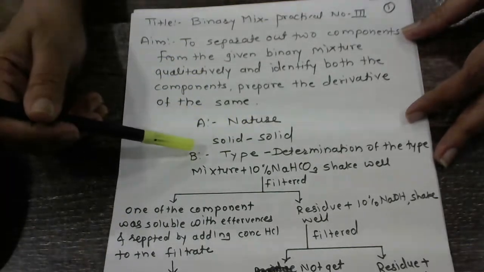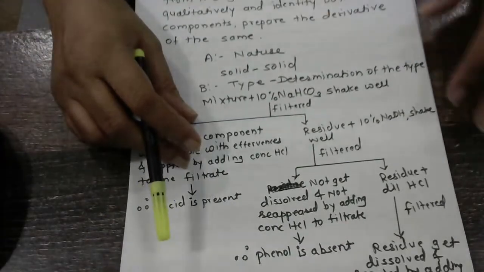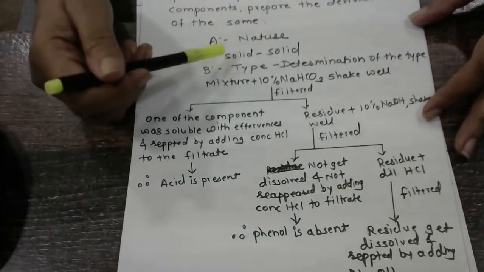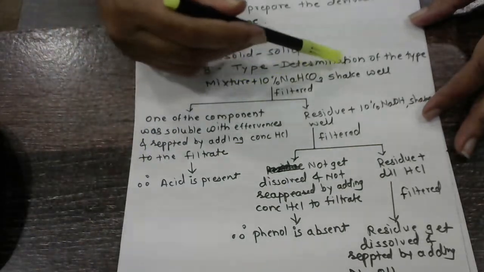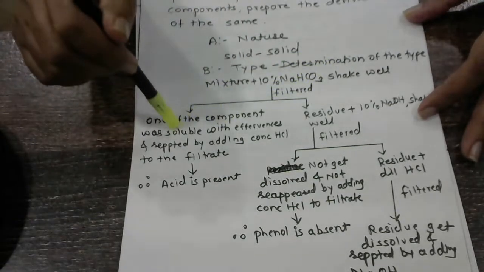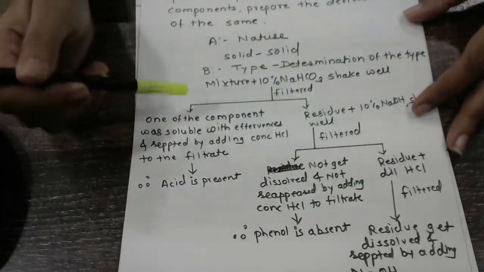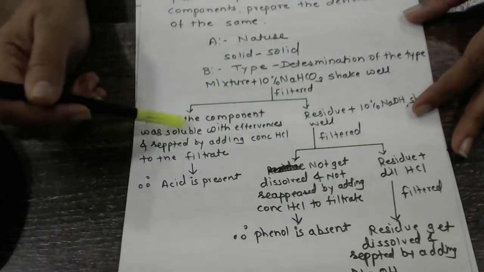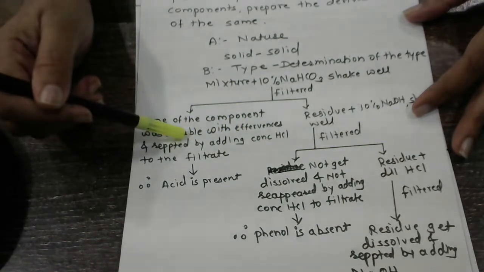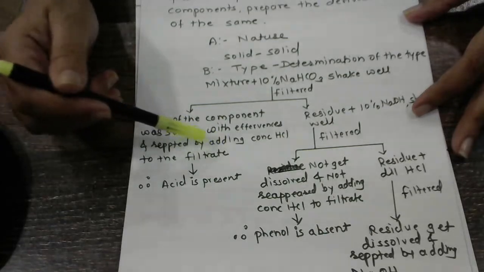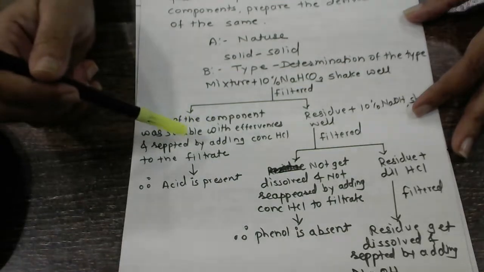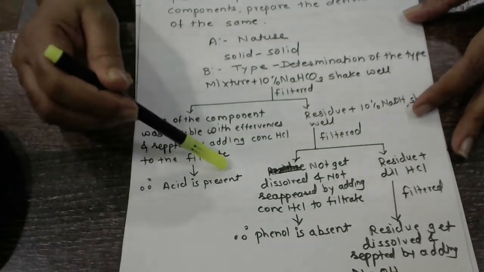Now the second step is to determine the type of the given binary mixture. For that purpose, we have to take the help of the separation table, where we take the mixture plus added 10% NaHCO3, shake well, and filter that mixture. We get two parts: one is the filtrate and the second one is the residue. Now from that, one of the components was dissolved, or soluble with effervescence, and reprecipitated by adding concentrated HCl to the filtrate. As this test is positive, therefore we can say that acid is present.